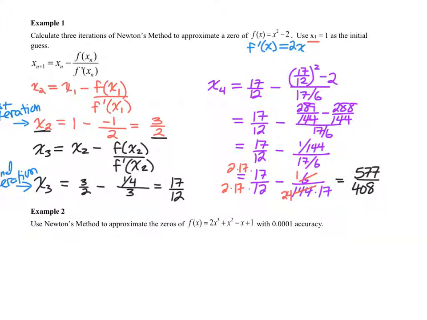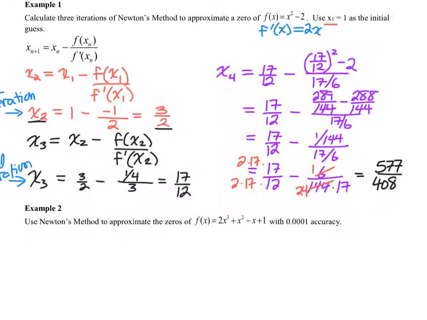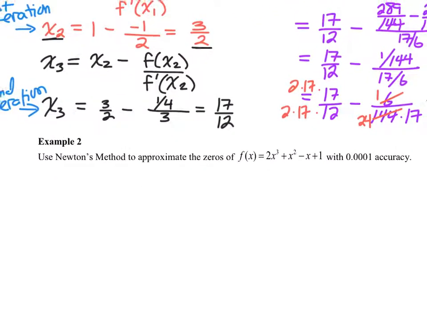2x cubed plus x squared minus x plus 1. An initial guess, all right? They didn't give us one of those. The thing about Newton's method is your initial guess is very important because it will dictate what solution you're going to be dragged to.